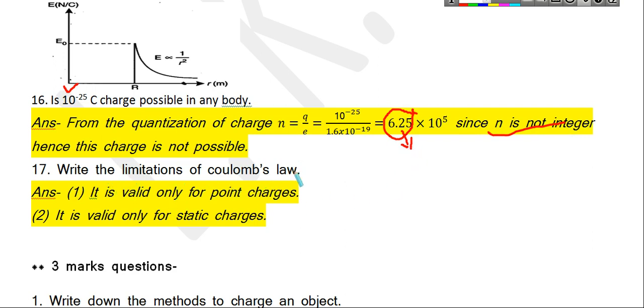Write the limitation of Coulomb's law. It is valid only for point charges. It is valid only for static charges.